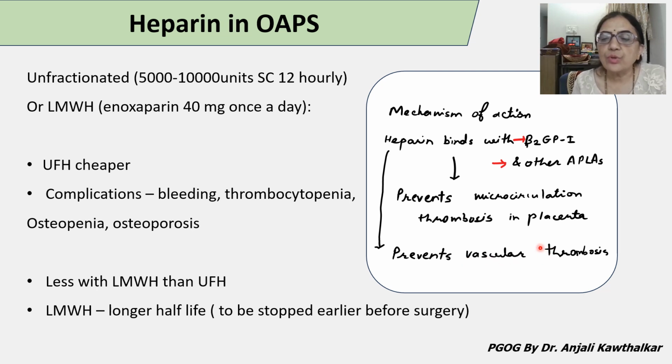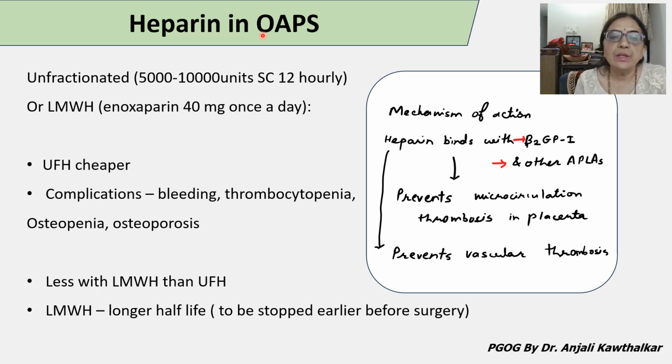or venous thrombosis formation. So the main action of heparin is prevention of this vascular thrombosis, as well as it prevents placental damage and placental insufficiency because of this microvascular thrombus formation, so that there will be reduction in preeclampsia, HELLP syndrome, preterm deliveries. There will be reduction in recurrent pregnancy loss with the use of heparin.